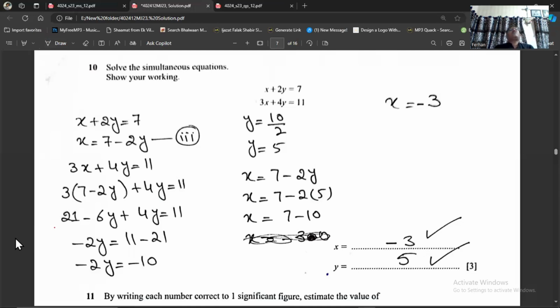Now I know the value of y, then I will substitute that value of y in my first equation. So x will be equal to 7 minus 2y. In the place of y, I will put 5. So x will be equal to 7 minus 2 into 5.